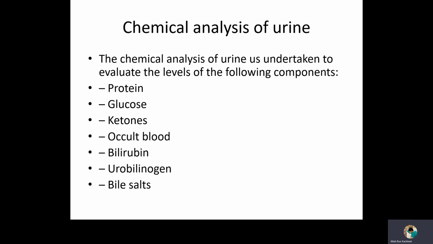The chemical analysis of urine is undertaken to evaluate the levels of the following components: protein, glucose, ketones, occult blood, bilirubin, urobilinogen, and bile salts.